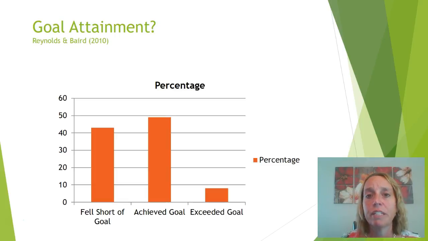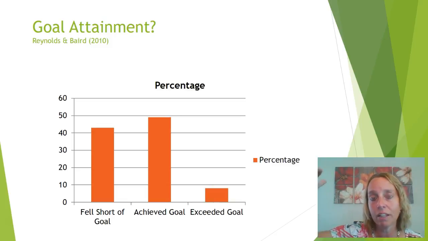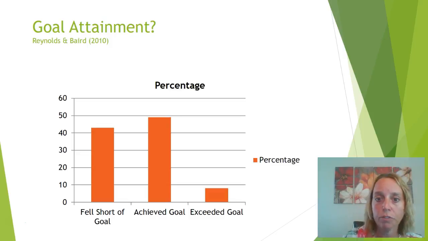So the first thing that you can see here from this chart is that almost no one actually exceeded their goal. So about half of them achieved their goal, a little less than half fell short, and only 8% actually went above. So that really shows you that if you set your bar here, it's not that likely that you're going to go above that bar, and you've got a 50-50 shot or so of achieving it.